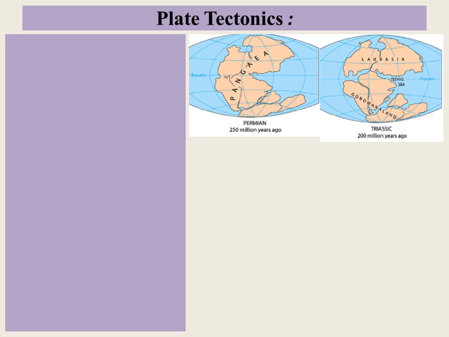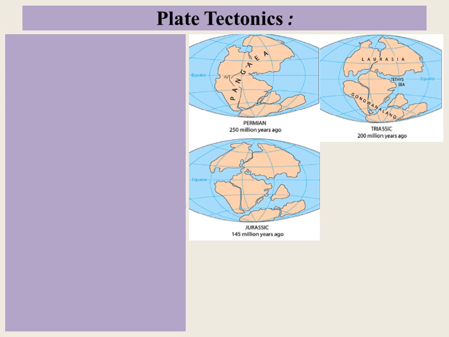This is the Triassic, 200 million years ago. The continents look like this. Tectonics and Gondwanaland and the equator look like that. The next one is the Jurassic period, 145 million years ago. Here the continents move towards the north and south directions.